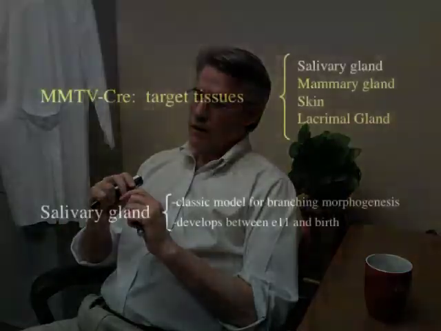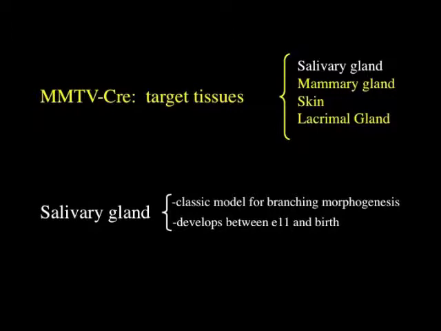So he had spent about 3 years making the animal. It got germline. We were pretty excited about it, but he didn't have another 3 years to create another model. It turns out that the salivary gland is not only a classic model for branching morphogenesis, it also begins development at embryonic day 11, well before birth, and is completed by the time the animal is born. So we looked at the salivary gland, and it worked out beautifully.